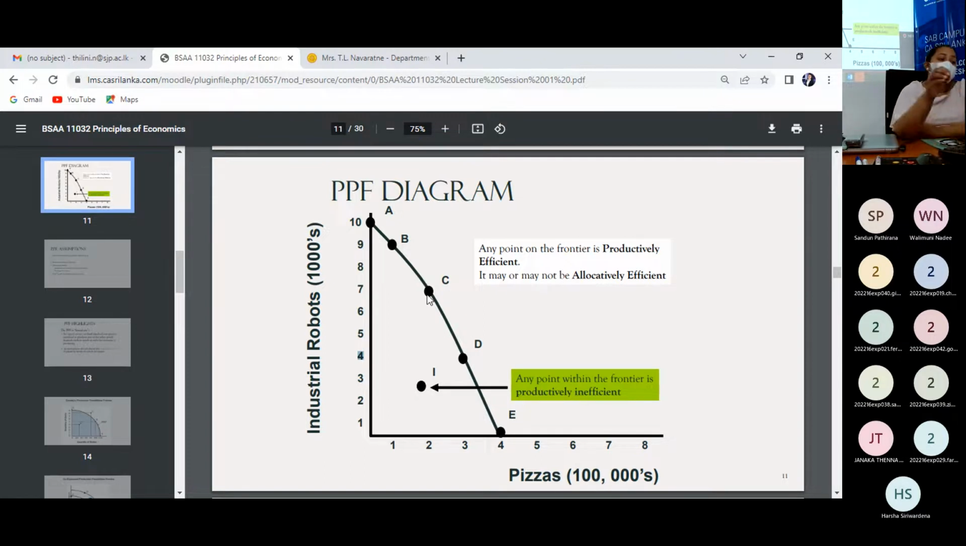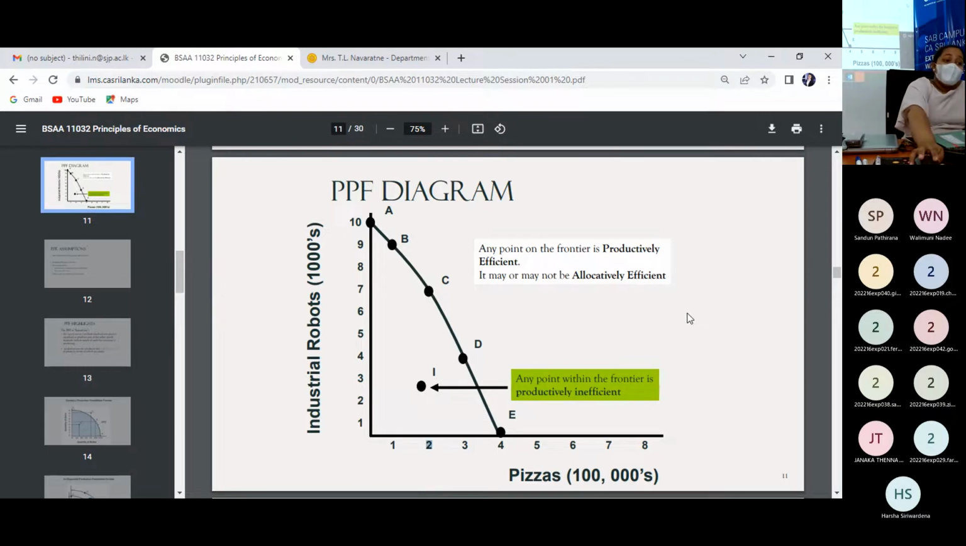Likewise, then what about point C? Madhuvansha? Yes, Madhuvansha. What do you think about point C? How to read it out? 7,000 robots and 200,000 pizzas. Okay. So that's how you read the production possibility frontier.